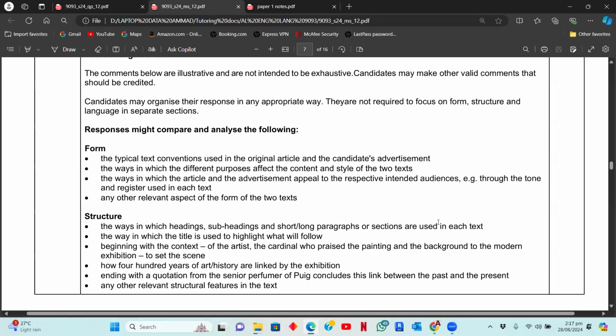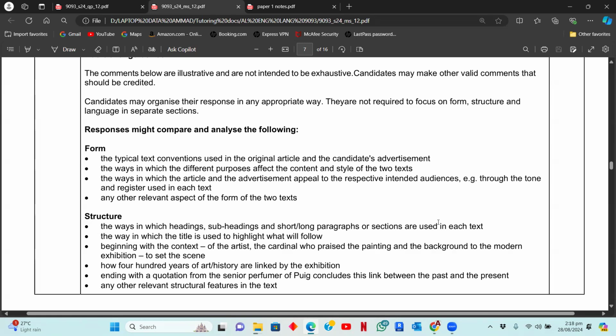Okay, the way in which the title is used to highlight what will follow, you can maybe comment on that. If you've given a title to your advertisement, you can compare that. Beginning with the context of the artist, the cardinal who praised the painting and the background of the modern exhibition to set the scene.